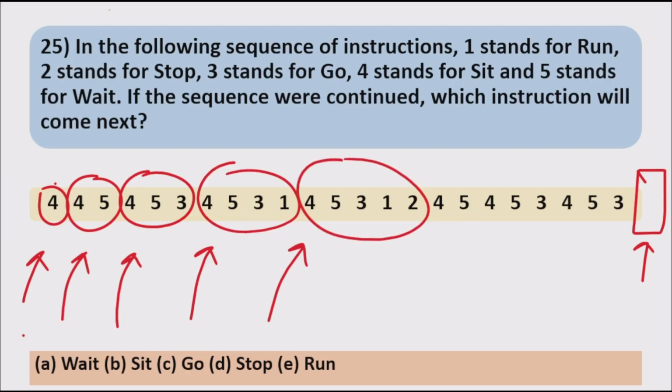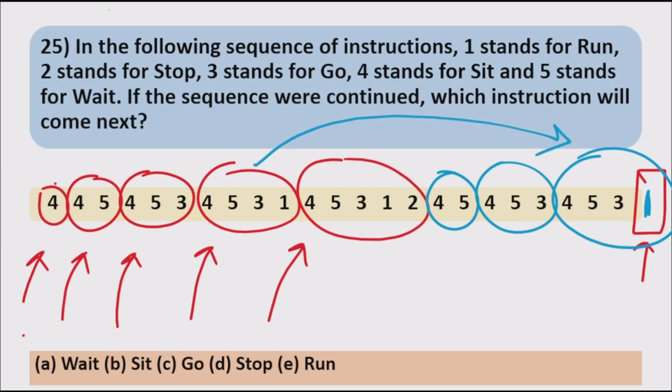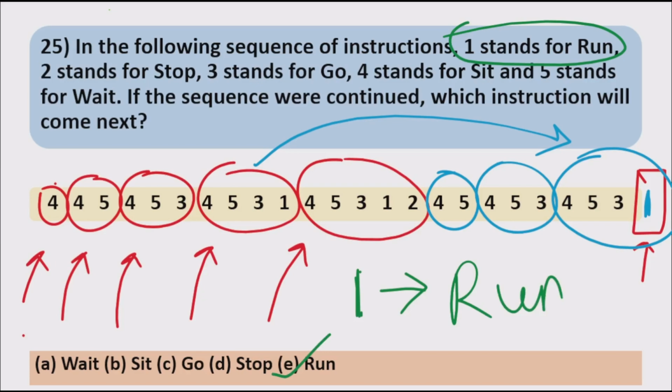You see, the first few numbers are getting repeated again and again. Okay, if you see the next one, it's again 45, 453, and what we have here is 4531, which is again repeating as this sequence. Hence our answer is 1. But options are given as 1, which stands for run. So our answer is run.